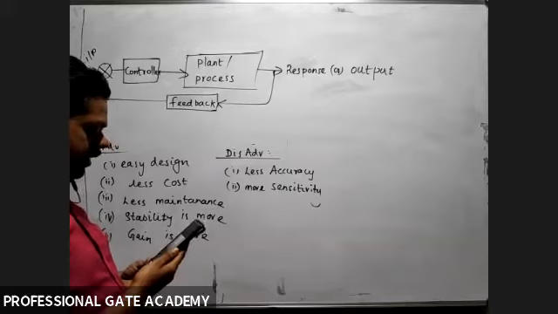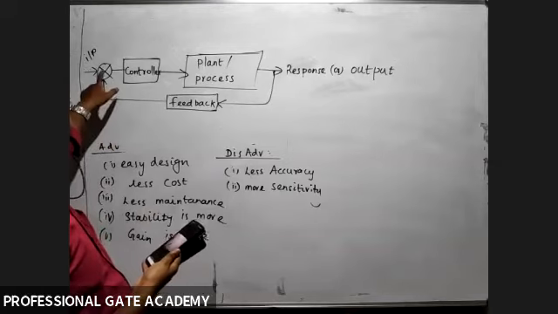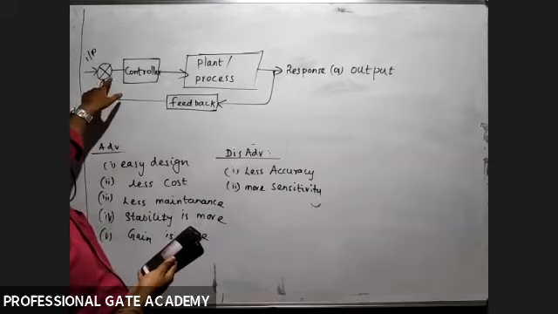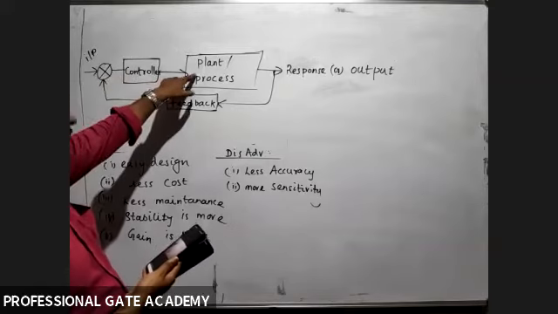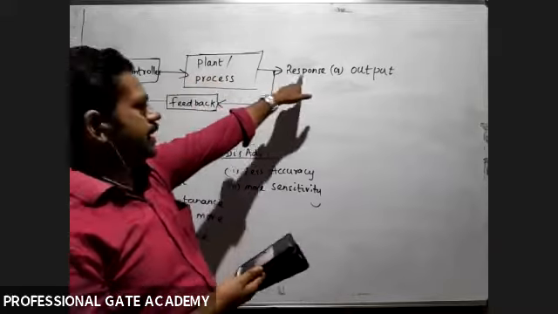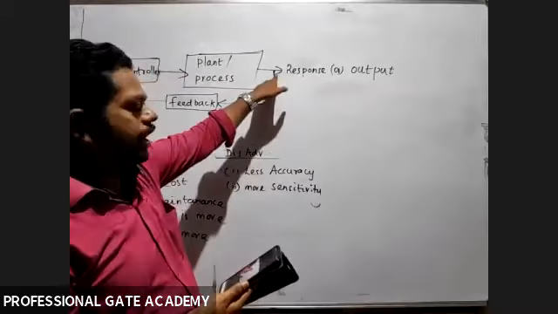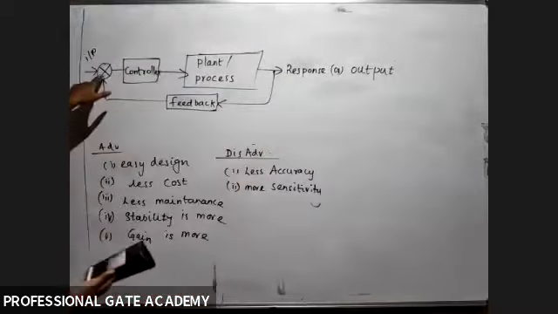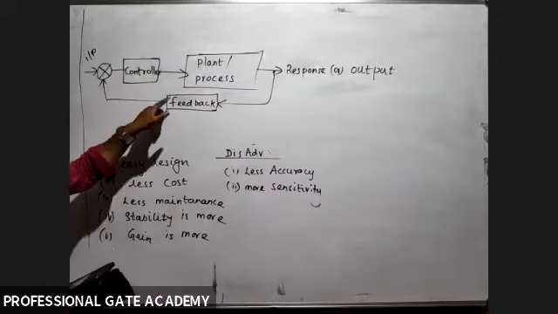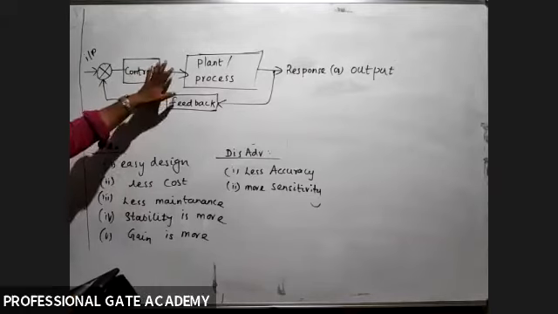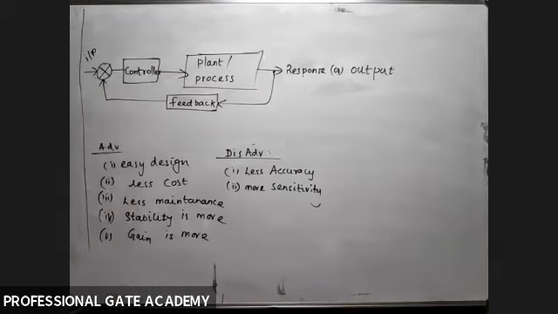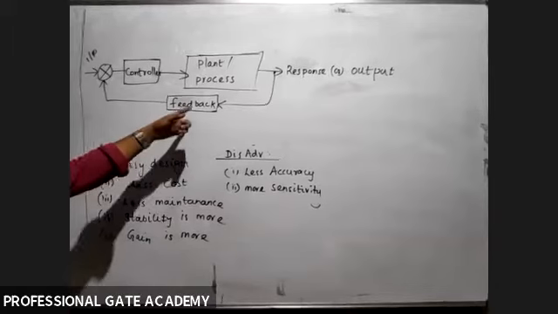So input is supplied. Then here we have a comparator. The output is the error. Then we have a controller. Then this is the plant or process. This is the response or output. Output or part of the output connected back to the input is called feedback. So in an open loop system there is no feedback, but in a closed loop system, compulsorily there is feedback. That is the main difference between open loop and closed loop systems.